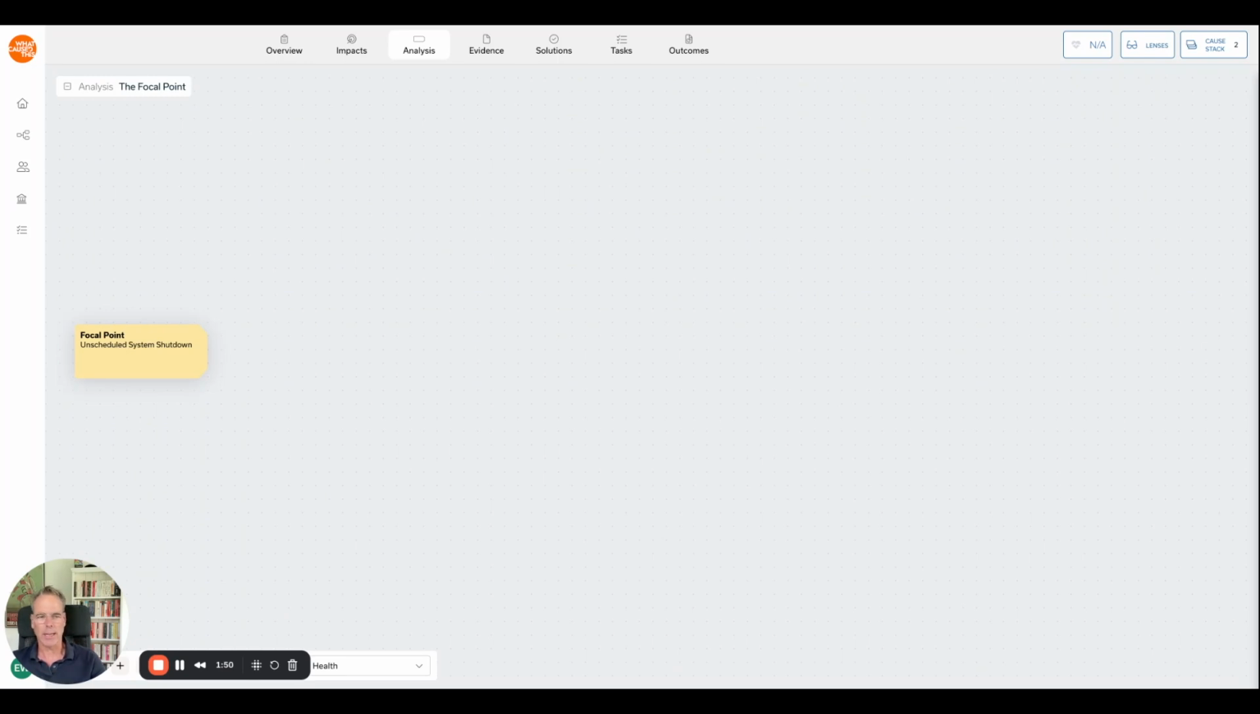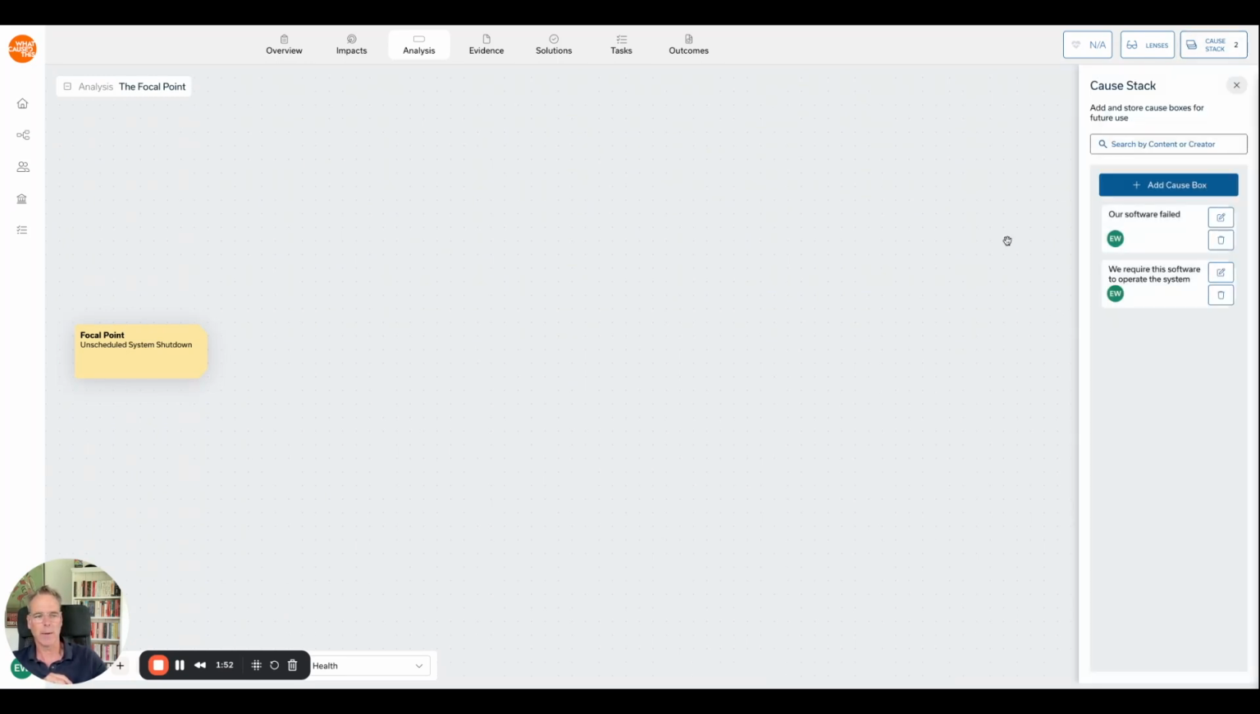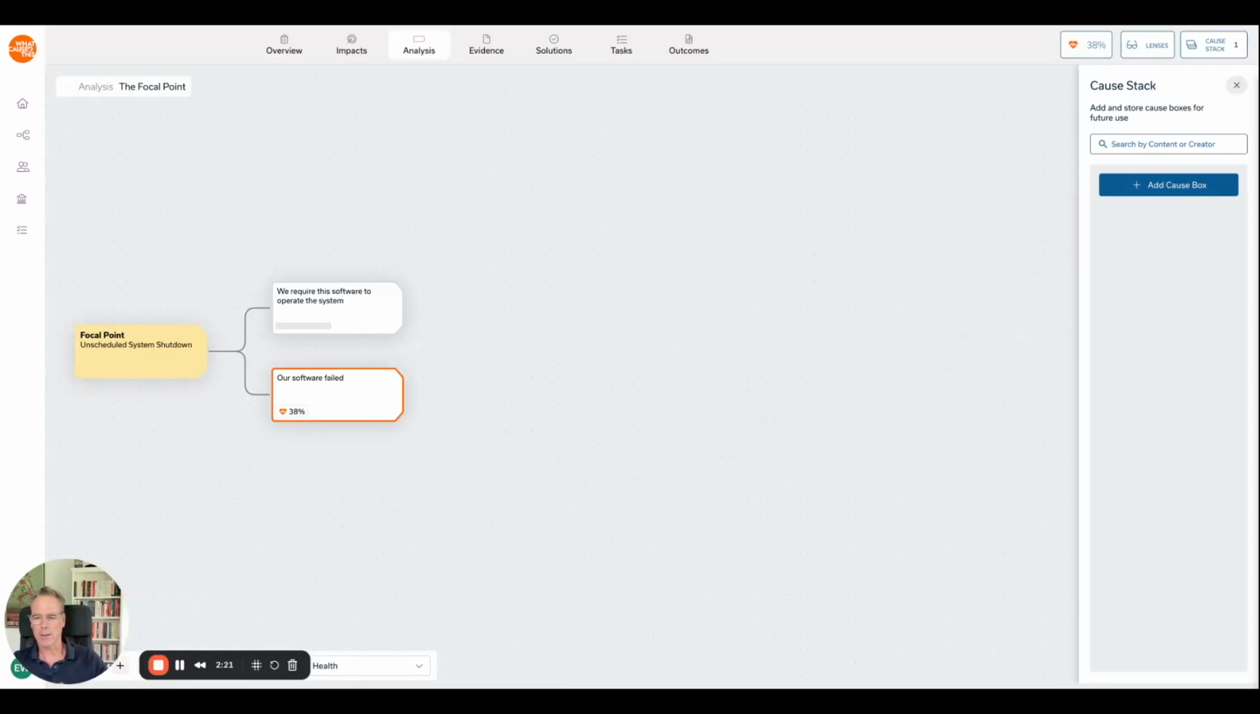So let me demonstrate the principle at large today. If you look on the screen here, you can see that I've prepped a couple of cause boxes in advance, and I'm going to use what's called the cause stack in our system, which effectively is a parking lot for ideas. I'm going to use those just to begin the initial analysis of this RCA. So from our focal point of unscheduled system shutdown, I'm going to draw a couple of cause boxes onto the chart, and we'll see that those now sit neatly on that chart.